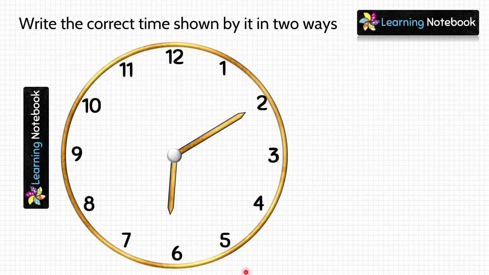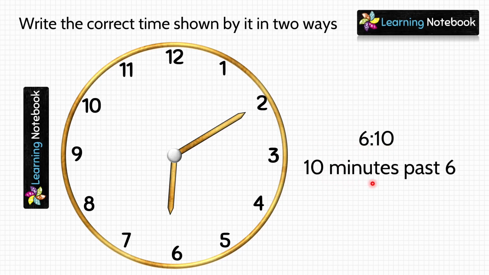Now next question is, again here we have to tell the time in two ways. So take a look at this clock. Here our hour hand is on 6. So hour is 6 and the minute hand is on 2. So how many minutes have passed? Yes, 10 minutes. So we say time is 6:10 or 10 minutes past 6.